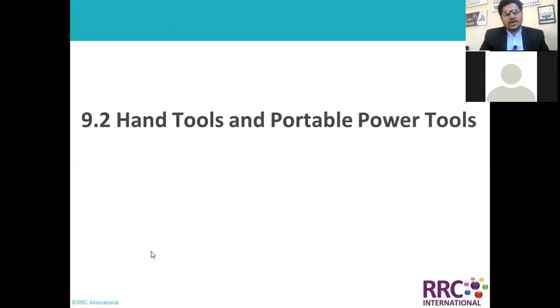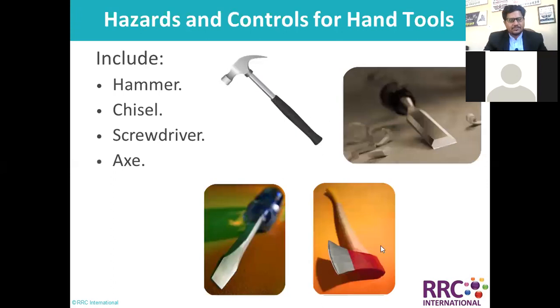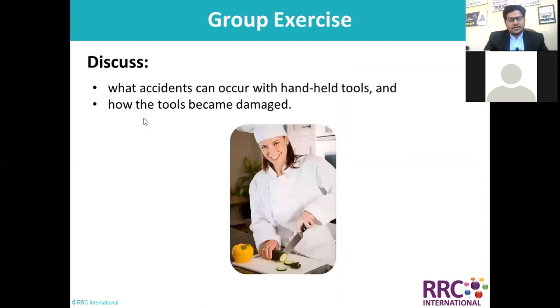Now, let's talk about hand tools and portable power tools. Look at the picture. Even though it's quite simple, let's still discuss what can go wrong, including hammer, chisel, screwdriver or axe. What accidents can occur with handheld tools and how do the tools become damaged?